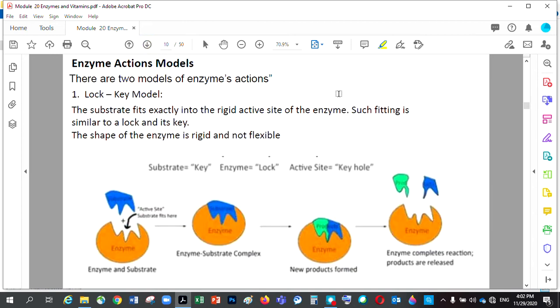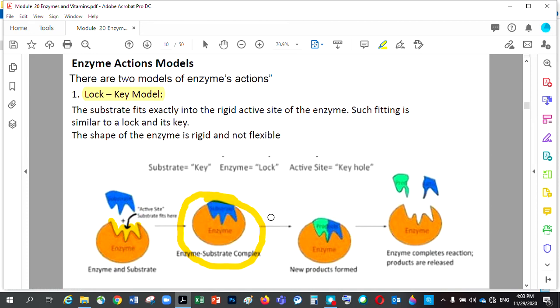Let's look at the action models of the enzymes. We have two models. The first one here is called the lock and key model, and we have the induced fit model. So this is lock and key, and for induced you'll see it is forced to fit. Here we don't need to do anything. Why? Because the enzyme is pulling the substrate towards itself, and by doing this, it will arrange its active sites to fit exactly the substrate. And this is the enzyme substrate complex.